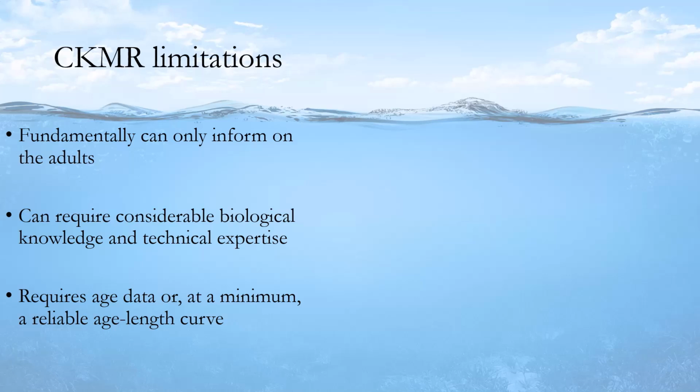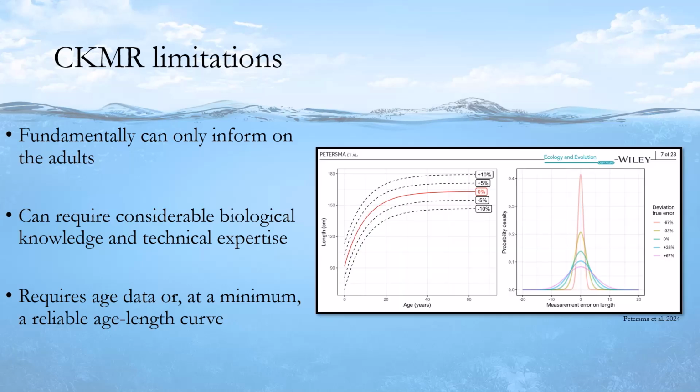Fortunately, a study came out just a couple of months ago where Felix Pietersma and colleagues found that as long as we have a decent age length curve and account for that in our model, then CKMR can produce unbiased estimates of abundance, even if the age length curve is not very precise. In circumstances where we don't have a reliable age length curve, some colleagues and I ran simulations showing the bias can start to accrue if there is a lot of uncertainty in age assignment that's not accounted for in the model.